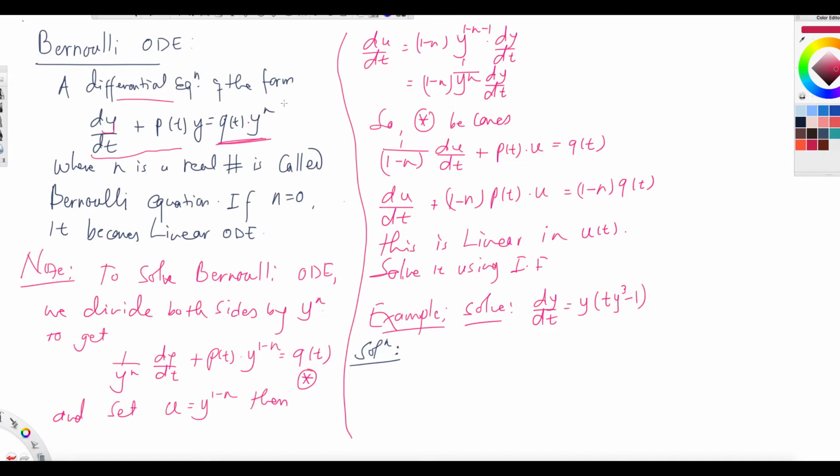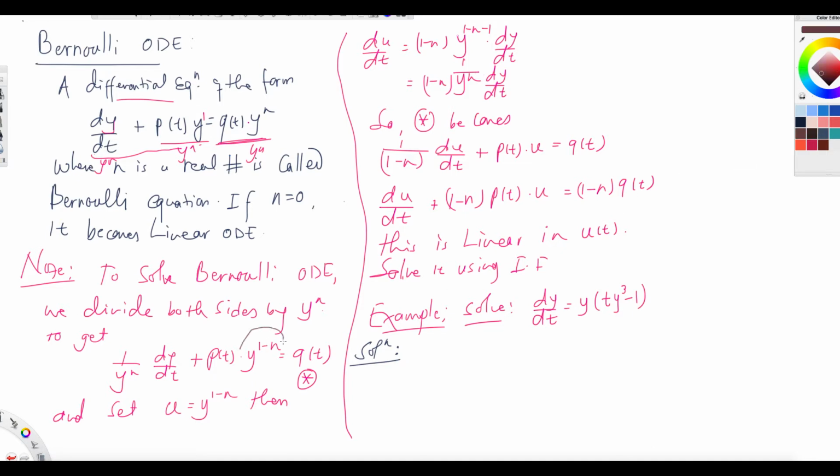If n is 0, then y to the 0 will be 1, so this will become a linear equation. Now to solve a Bernoulli equation of this form, we divide both sides by y to the n. You divide this by y to the n, this by y to the n, and then this by y to the n. What do you get? You get 1 over y to the n times dy/dt, and there is y over y to the n. It goes to the top: y to the 1 minus n times p(t) equals, the y to the n cancels out, so it will be q(t).